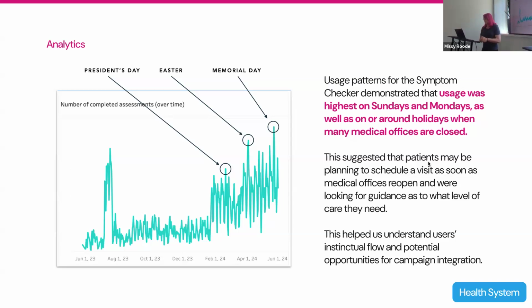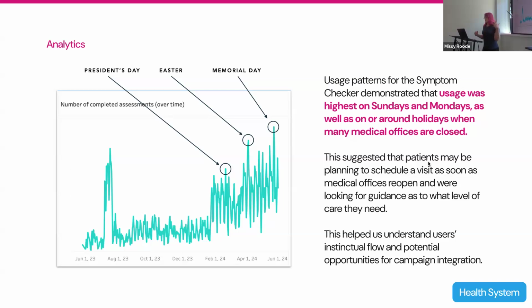But what was really, really interesting was that the spikes we saw could be specifically aligned with holidays. President's Day, Easter, Memorial Day. It was very apparent that more people were using this on holidays, and that makes sense. The medical offices are closed, they can't get the care they need, and so they want to understand their options for taking care of themselves at home, or whether they need a higher level of care. Do I need to get to the ER? This is what people want to understand.